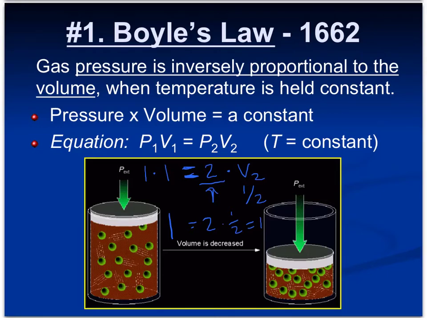The idea here is our volume was 1, and now it's 1/2. So what happened to the volume? It had to decrease. What did we do to the pressure? It was 1, and then it was 2. So as I increase the pressure, my volume decreased. That's all we're saying here, that pressure is inversely proportional to the volume.